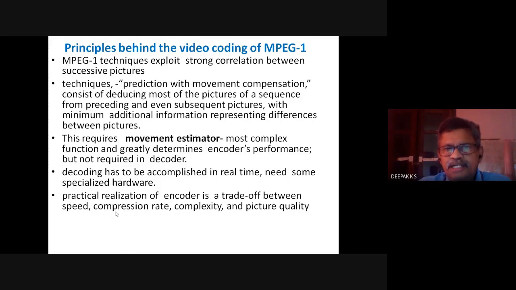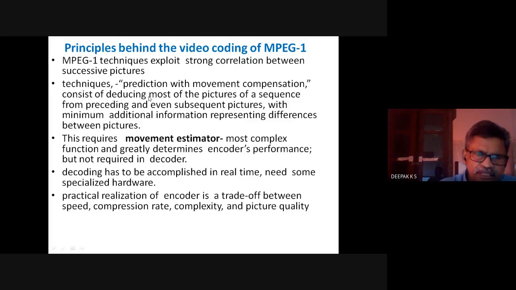So the MPEG 1 techniques exploit correlation between successive pictures. So whatever is redundant, we can just remove. We need not show it in all these frames. So we use this technique, prediction with movement compensation. So actually you have an algorithm which will predict something. And movement compensation is there because of some errors; that word denotes something which you have to compensate.